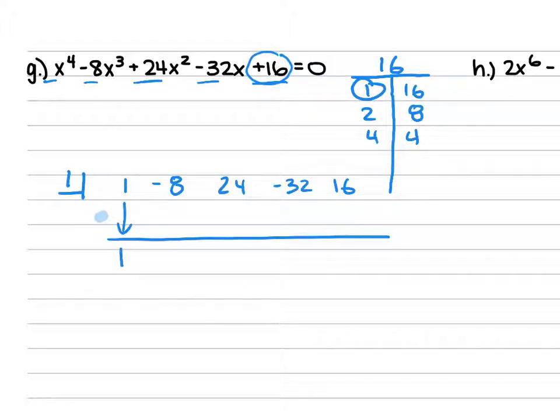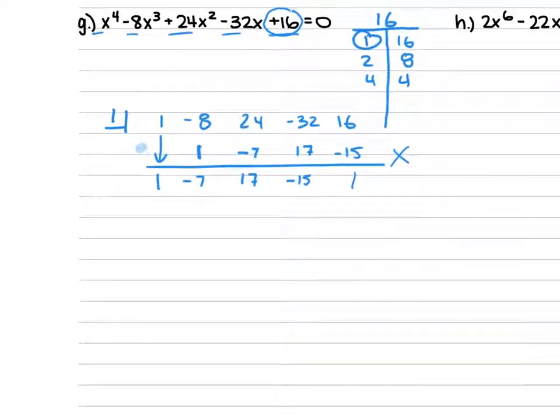Bring down. 1 times 1 is 1. -8 plus 1 is -7. 1 times -7 is -7. 24 plus -7 would be a positive 17. 1 times positive 17 is 17. And just for the speed of things, you're going to have to trust me that these two things, when added together, are going to be -15. 1 times -15, -15. What is 16 plus -15? Is 1 a factor? No, because it has a remainder of 1. We want a remainder of 0. Guess what the next thing I'm going to check is?